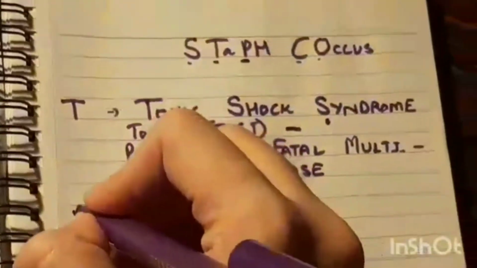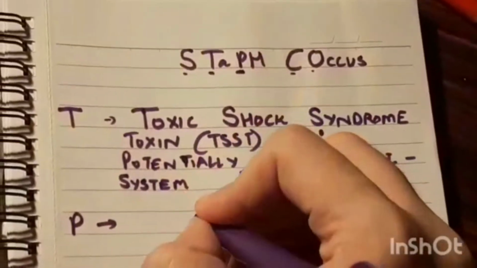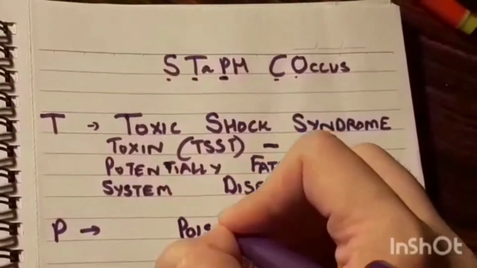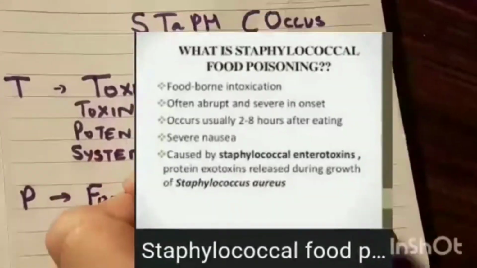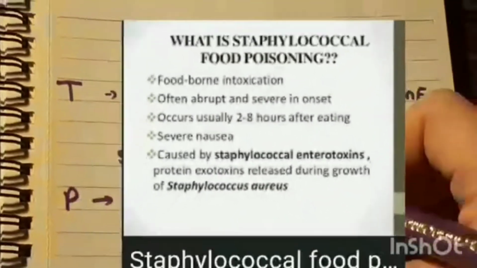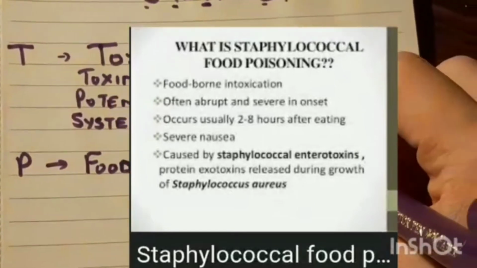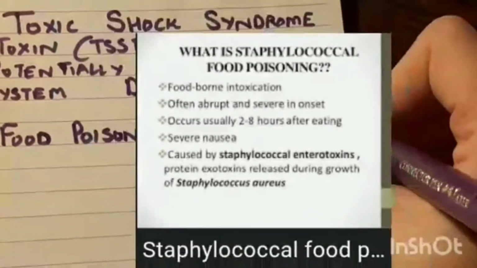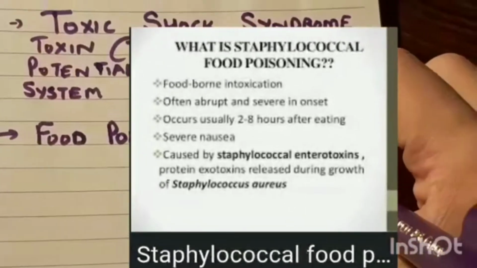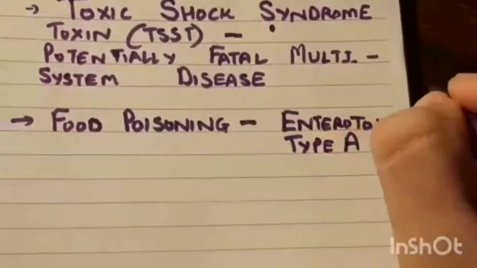P stands for poisoning. Poisoning, that is food poisoning, which is caused by an enterotoxin type A. The manifestations of food poisoning are nausea, vomiting, and diarrhea 2 to 6 hours after consuming food.